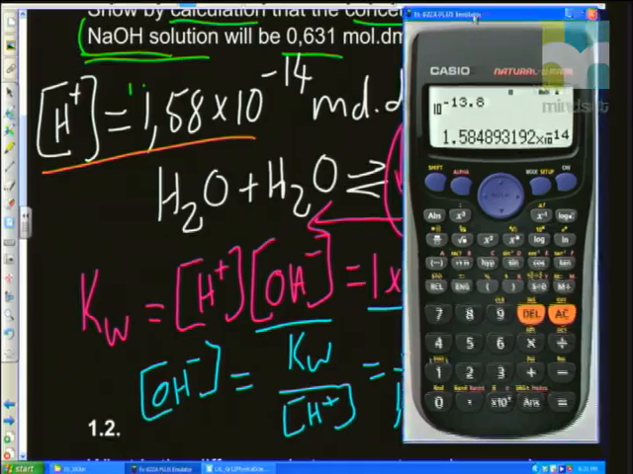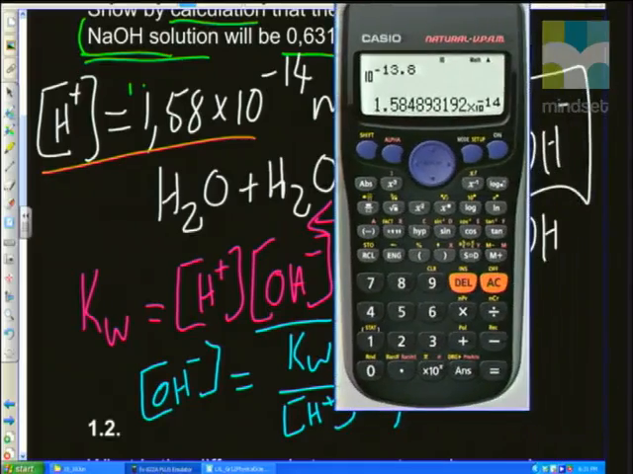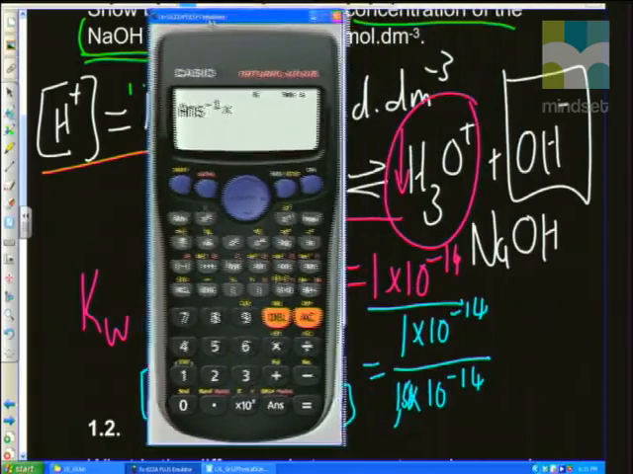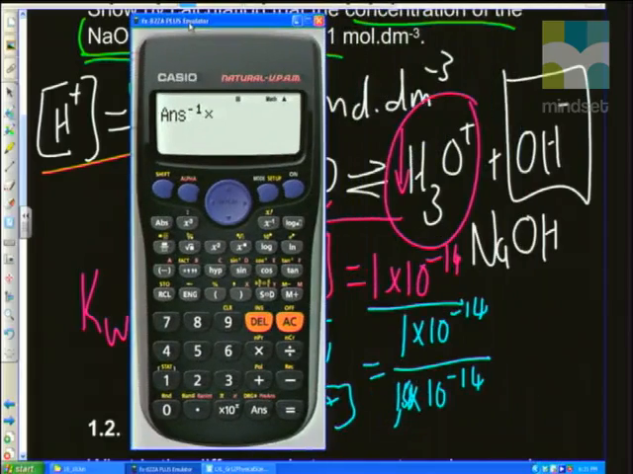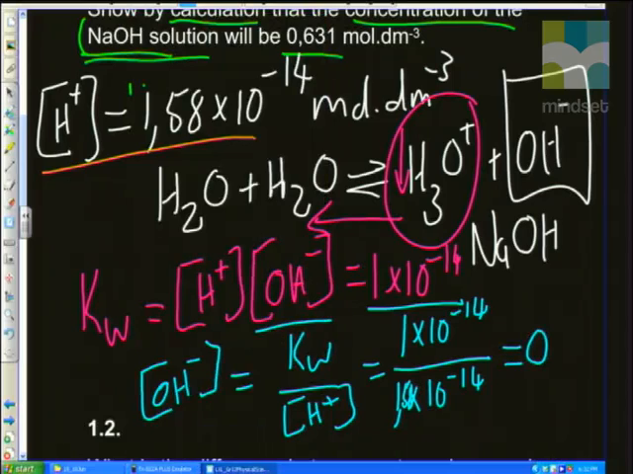Wow, there it is. It's on the calculator and it's a denominator. Now I'm going to do a little trick. I'm going to put it onto the denominator, push that button, and multiply by my numerator: 1 times 10 to the minus 14. And hopefully we get the right answer. The answer is 0.63 moles per decimeter cubed.